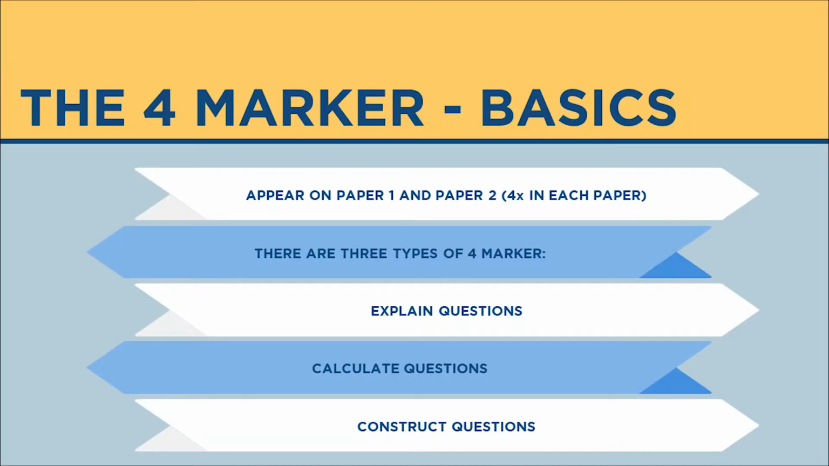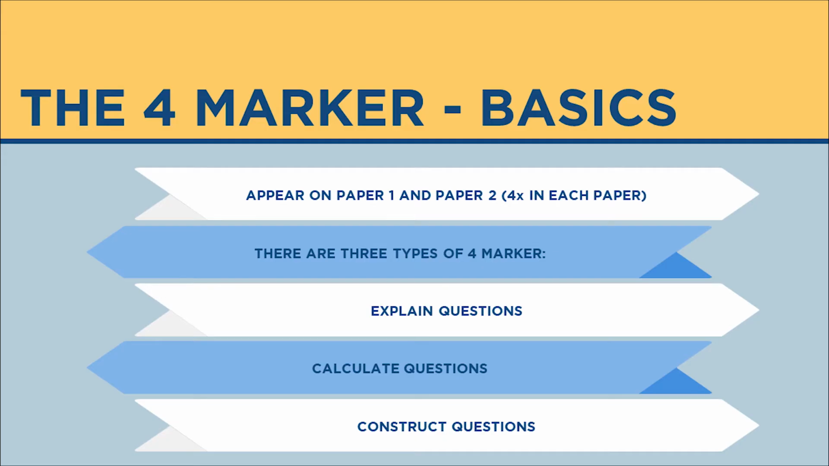So the basics of a 4-marker. 4 markers appear on paper 1 and paper 2. There's 4 in each paper, so 2 in each of the hour-long sections. But there are 3 different types of 4-marker. There's an explain question, there's calculate questions, and there's construct questions.